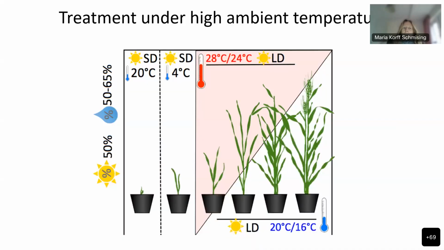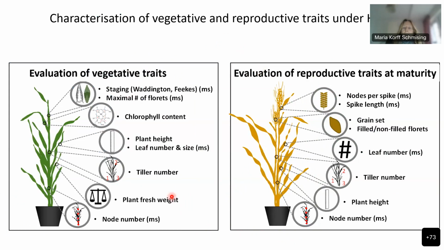We scored the collection under controlled conditions, where we grew them first under short day conditions, and then we shifted them to vernalization, because most of the landrace genotypes are winter types, so they need a period of cold to flower. Then we grew them either under what we call control conditions, that would be 20 degrees during the day and 16 degrees during the night under long day conditions, or under 28 degrees during the day and 24 degrees during the night. We scored a number of vegetative traits during development and a number of reproductive traits at harvest.